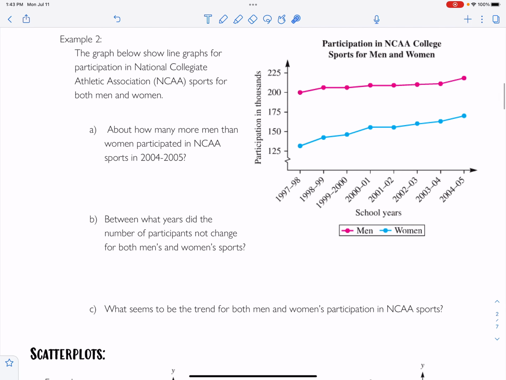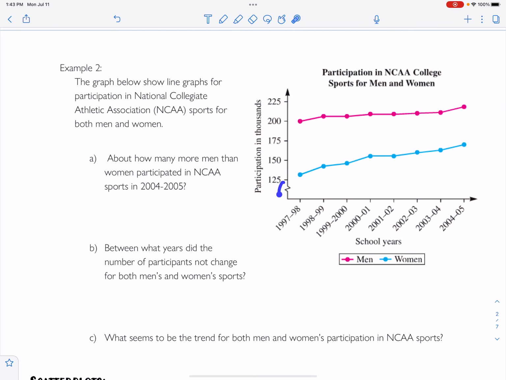All right, example 2. This one I've got a double line graph. Also notice we've got this little break right here. That little symbol just means I'm jumping up and I'm starting at 125. I'm not going to start down here at 0, 50, 100. I'm going to skip all that and jump straight into 125. That's what that little broken symbol means.